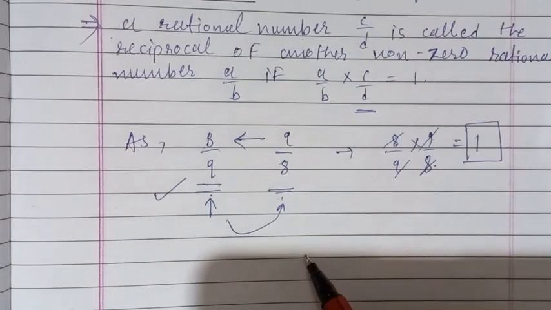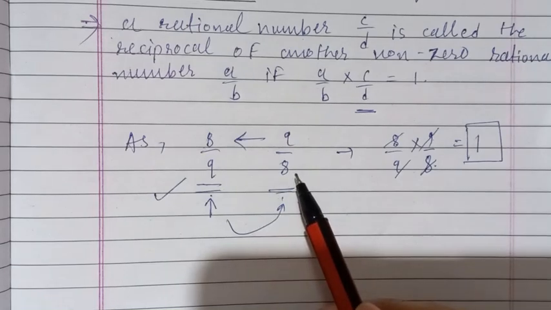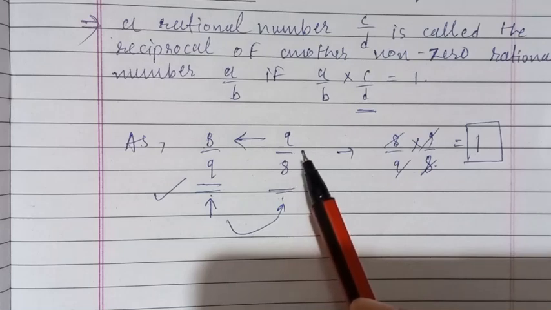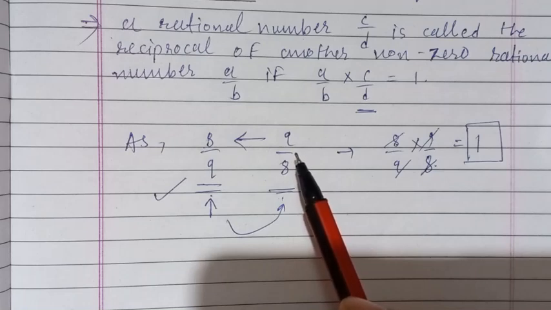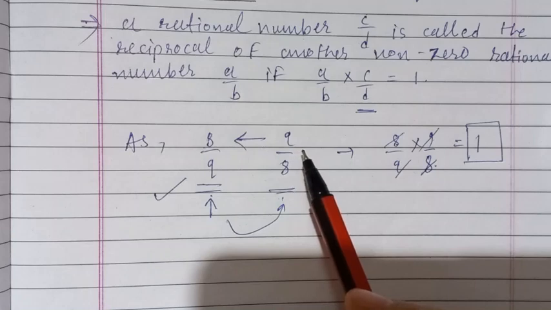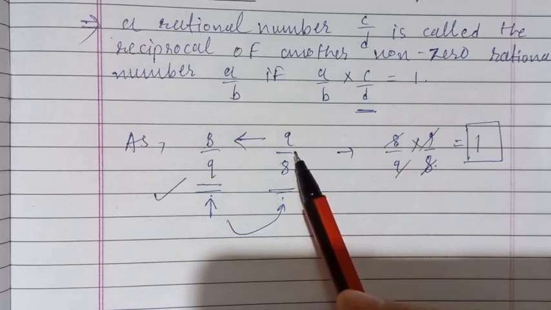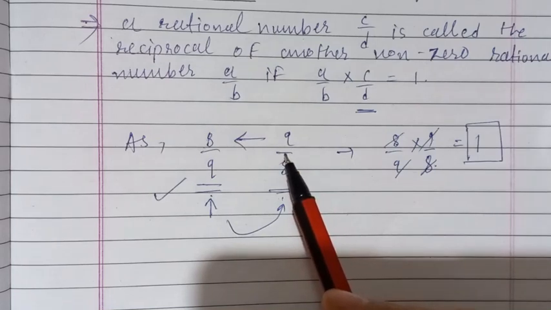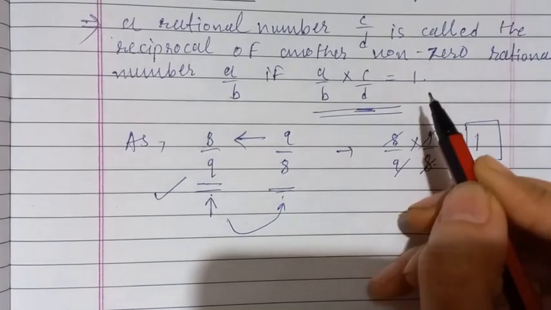So remember, in reciprocal you do not have to change the sign of a number, but you have to change the position. In reciprocal, the numerator will become the denominator and the denominator will become the numerator, because we have to show that the multiplication of a number and its reciprocal is equal to 1, and in negative of a number, the addition of a number and its negative is always 0. That was the condition of negative of a number, and this is the condition of reciprocal.